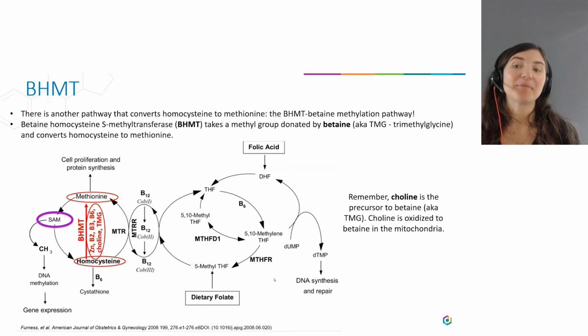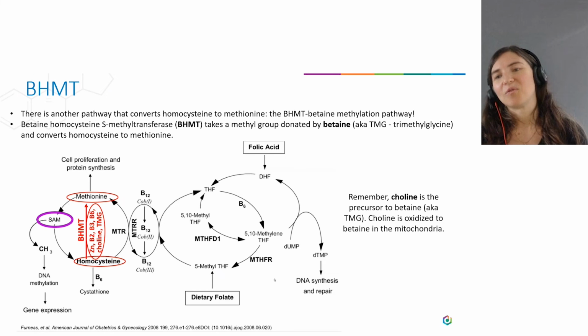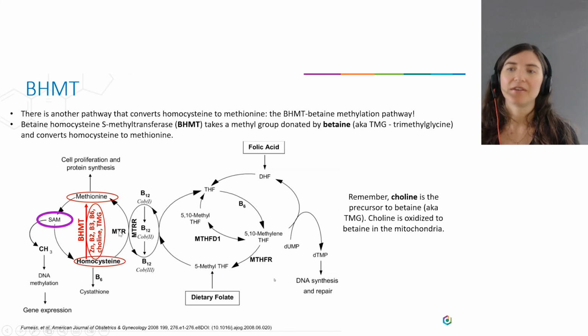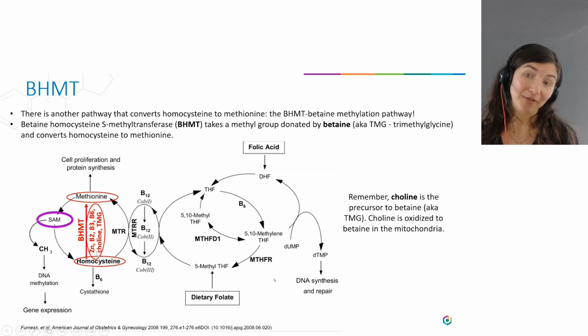All right, so there's another pathway that I added in here. There's another pathway that can convert homocysteine to methionine, which is nice, right? If you've got a ton of SNPs in MTR, MTRR, MTHFD1, if you got a ton of SNPs over here, it's probably a good thing that we have an alternate pathway to help move homocysteine over to methionine.